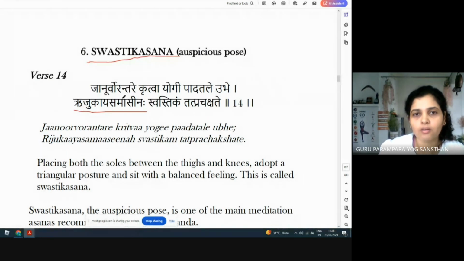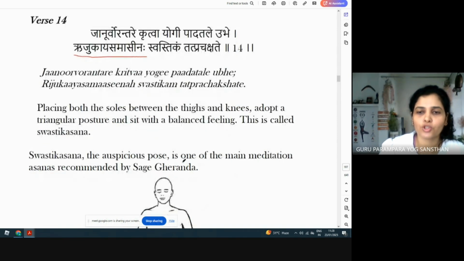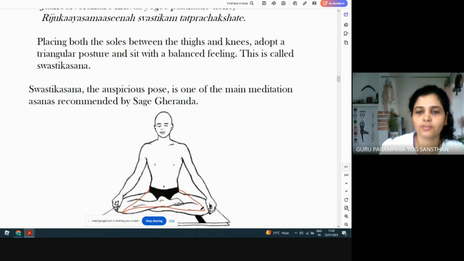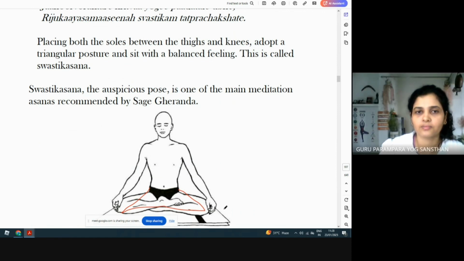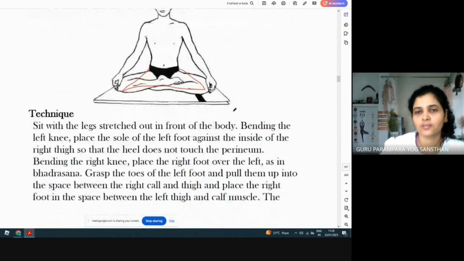Janu is your knee, antare means between. Pritva yogi pada tale ubhe. Rijukaya samasthiti swastikam tat prachakshate. Placing both the soles between the thighs and the knees, like we do in Sukhasana, and a triangular posture, just like that. We are making a triangle with our legs. That's it. Okay, ma'am, thank you.